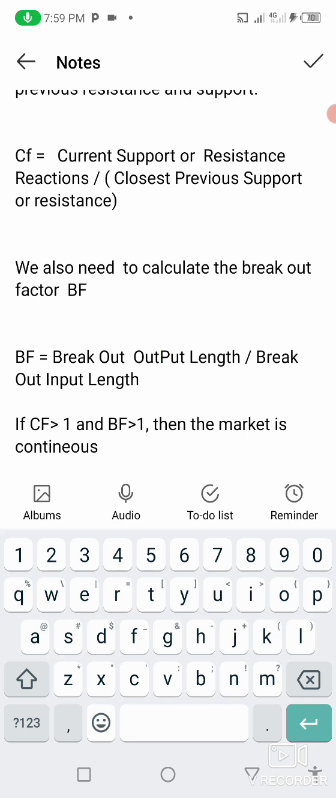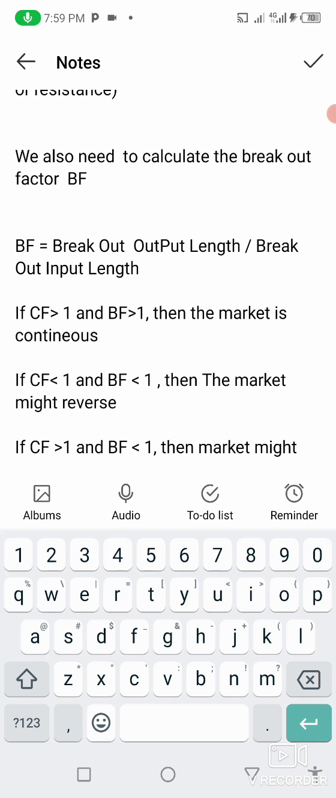That's the formula, and we shall be using it to study the continuity and reversibility behavior of the market. If CF is greater than 1 and BF is greater than 1, then the market is continuous. If you are using moving average loops, you will also know that the market is continuous. By the time I go to the chart, I'm going to teach this and you will see the practicability. We shall be using moving average for modulation in order to understand the meaning of these inequalities.